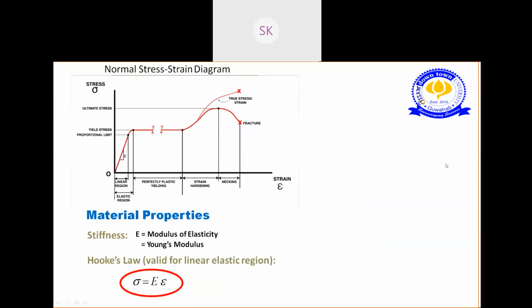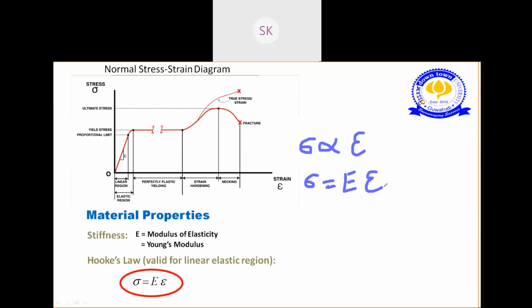Hooke's law states that stress is directly proportional to strain. Sorry, I wrote the E part wrongly; let me note it once again. Hooke's law states that sigma is directly proportional to strain, and strain is epsilon, right? Now you can remove this directly proportional by a constant. What is this constant? It is nothing but E, which is Young's modulus.